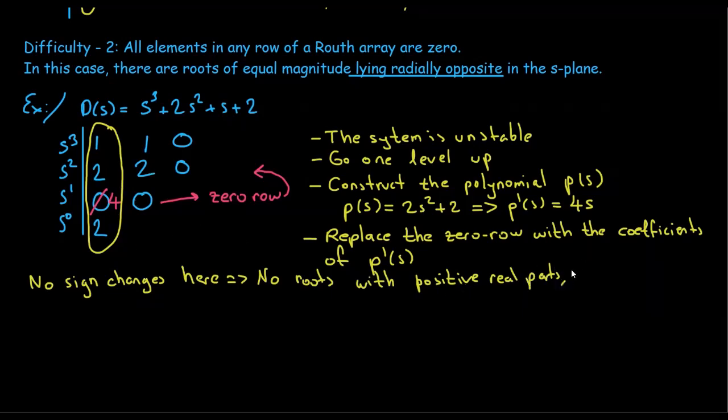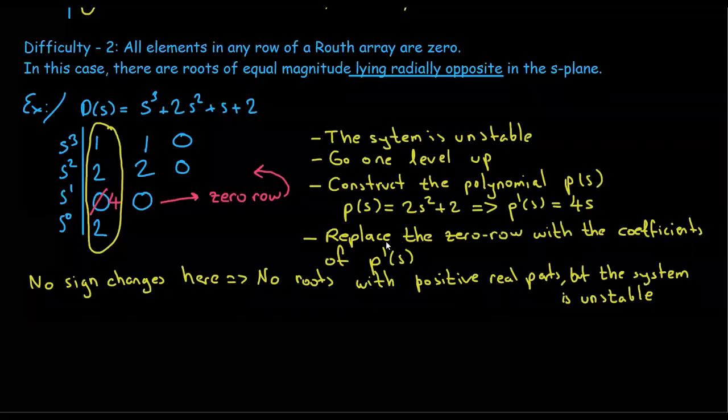But the system is unstable. And why is it unstable? Because when we have a 0 row, we have poles lying radially opposite in the S-plane. And if you have poles lying radially opposite in the S-plane, then you have some unstable poles among them.